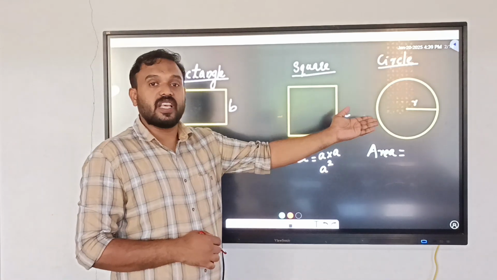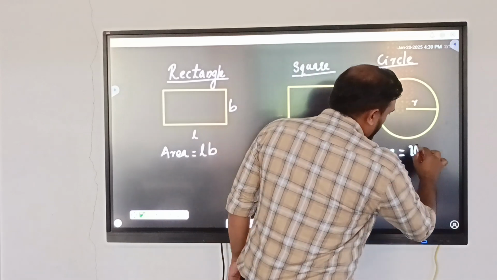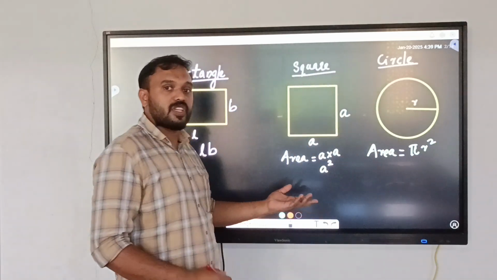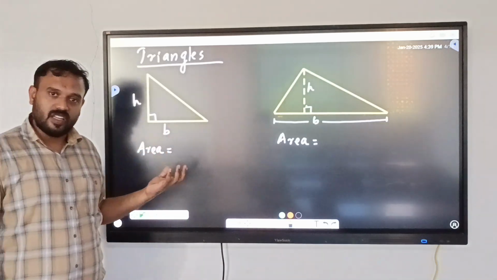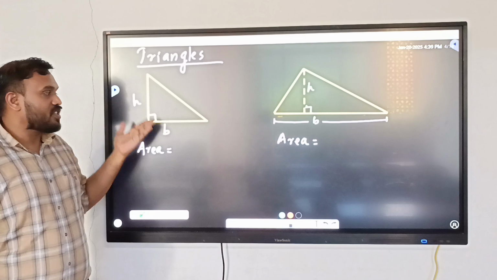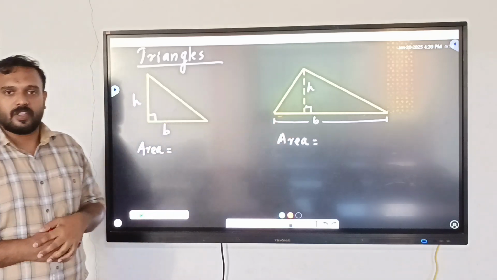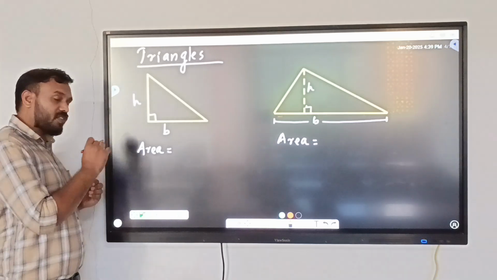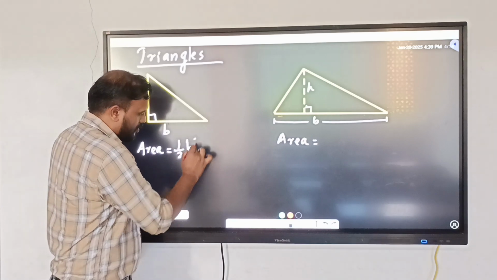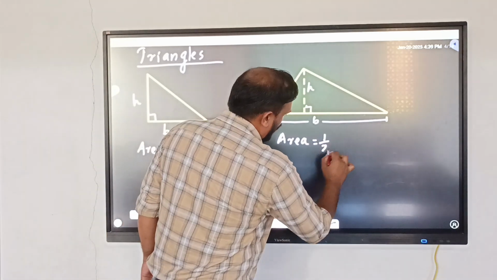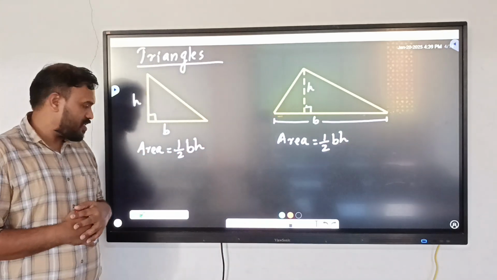And here a circle with radius r. What is the area of this circle? As you know, it is pi r square. And the next one, you can see two triangles are there. Height is measured as h, and the base we consider as b. How will we find the area of such triangles? It is half bh. And here also it is half bh, because the height is given, so already we have studied it.